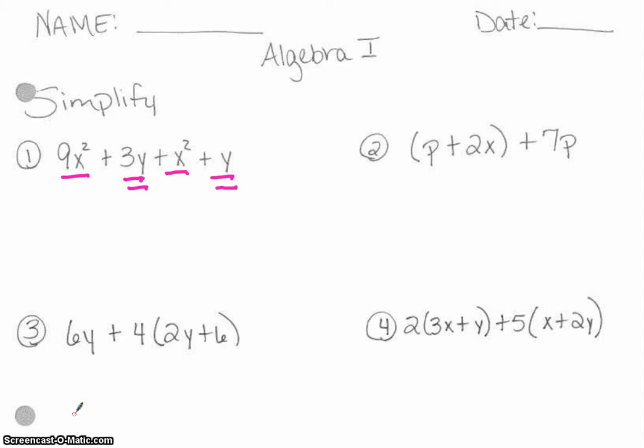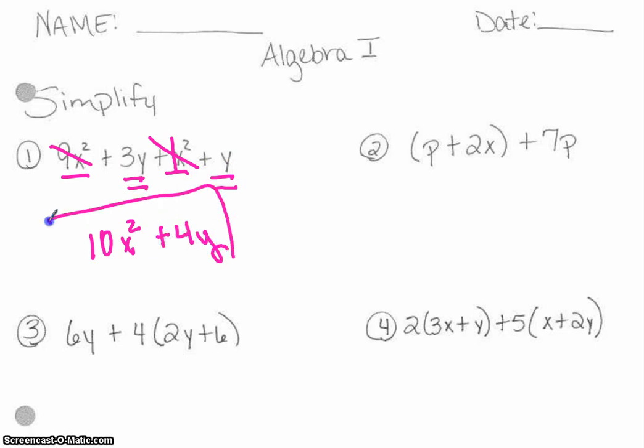There are no parentheses at all here, so you just go through and use the sign that's in front of it and combine it. So we have 9 plus, remember that's like a 1, and so that gives me 10x squared. I have 3 plus 1, so that's 4, so plus 4y. Once again, remember you have to have a plus or a minus between every single term. You cannot just put 10x squared 4y because it means something totally different.